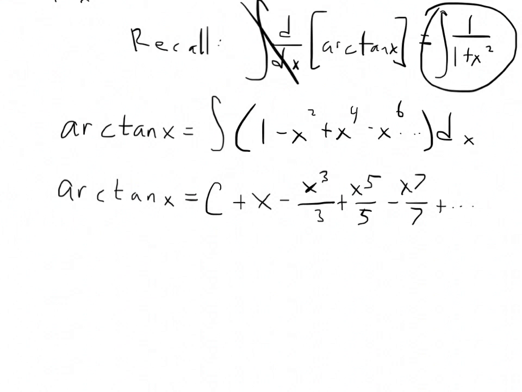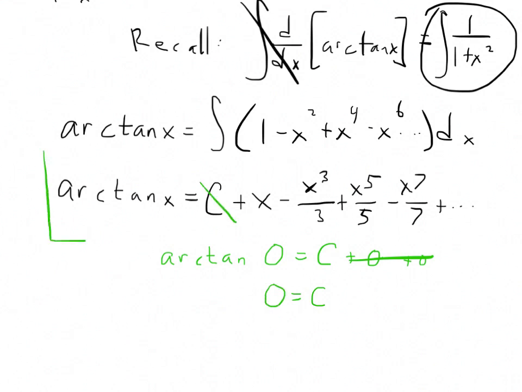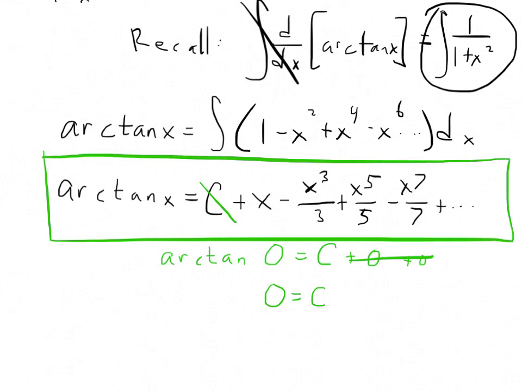So I'll use a different color for this. I'm going to get arctan 0 equals c plus a long string of zeros. So in other words, c. The arctan of 0 is 0. So c is 0. So great, that means this c didn't matter, and this is our answer. The power series for arctan x is x minus x cubed over 3 plus x to the fifth over 5 minus x to the seventh over 7, and so on.